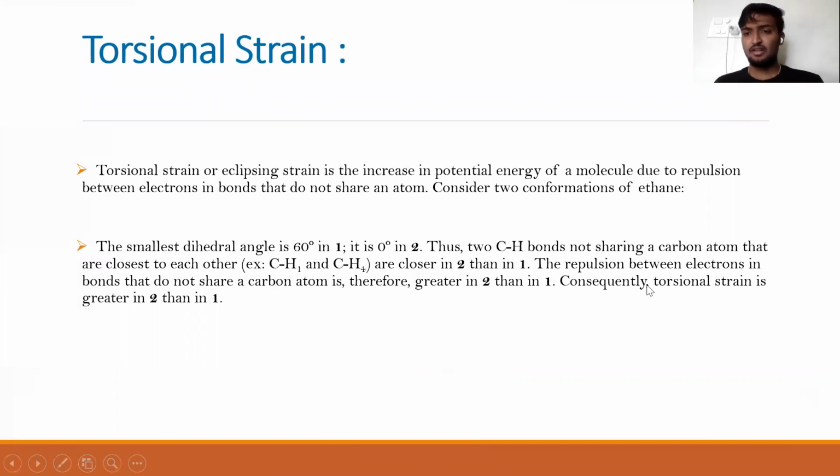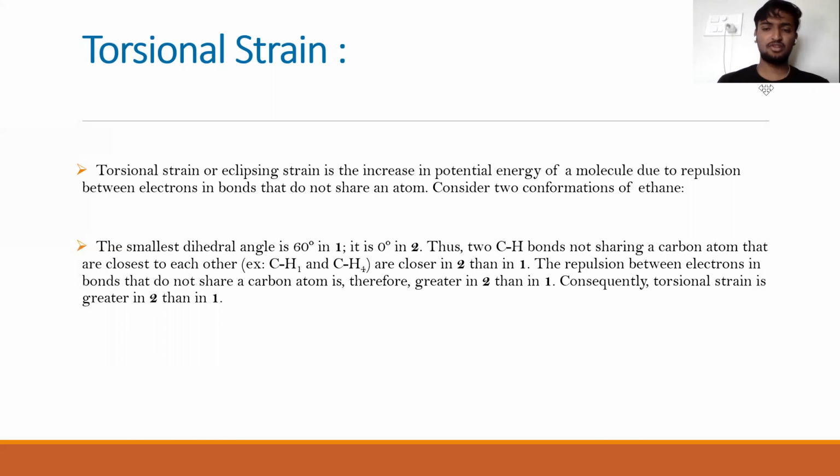Torsional strain. We have already discussed stress. Now we discuss torsional strain. So what is strain? Torsional strain, or eclipsing strain, is the increase in potential energy of the molecule due to repulsion between electrons in bonds that do not share atoms.